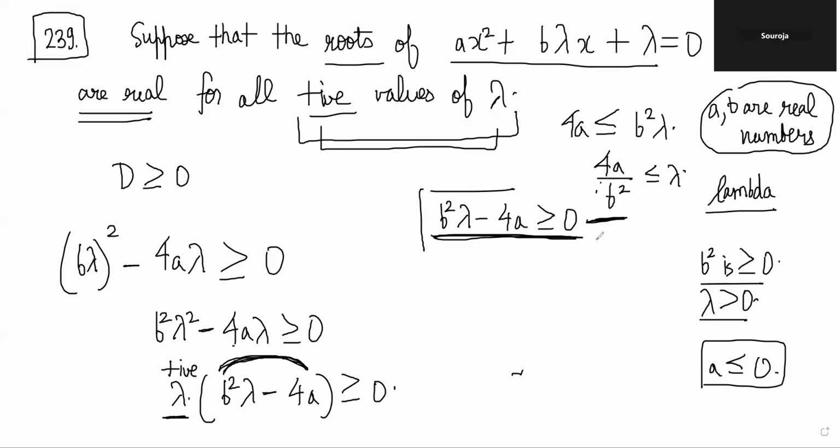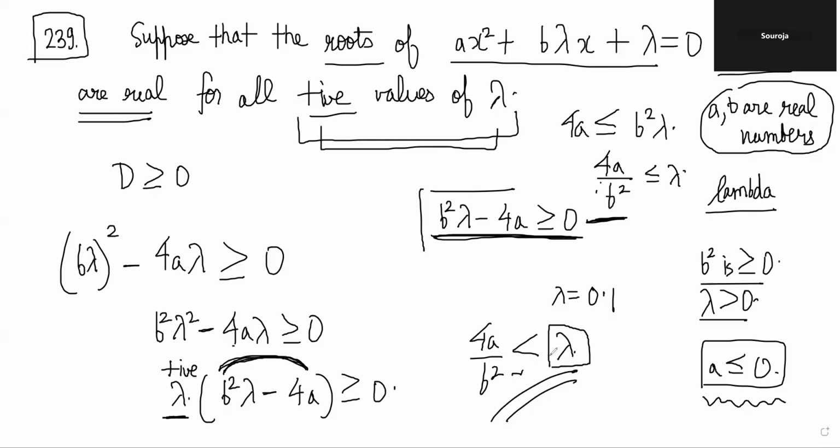See, suppose I don't take a as negative. Now, if I pick a small value of lambda, how can I guarantee that 4a by b square will always be less than that? Can I guarantee it? No, because a and b cannot be changed. A and b are fixed. So 4a by b square will be a fixed value. It might be true for some values of lambda, but not for any random value.